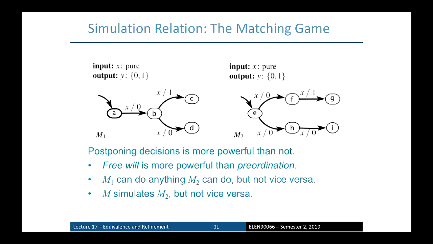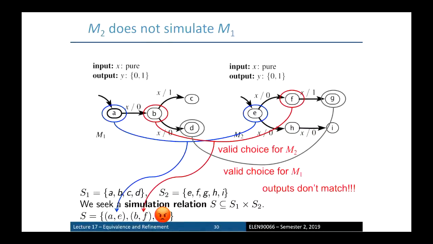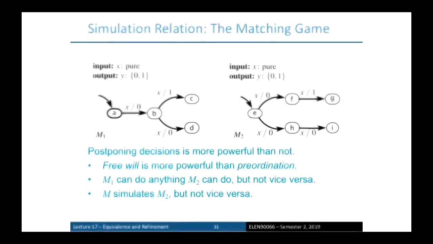There's a nice dot point underneath that. Free will is more powerful than preordination. That's a nice little idiom there, I guess. Remember that you have free will, if you like. The non-deterministic machines have free will of choosing, in this case, one of two possible states here. Here, you've only got preordination based on the guard evaluating true to go one way. So in this case, once again, M1 can do anything that M2 can do, right? But M2 does not simulate M1.